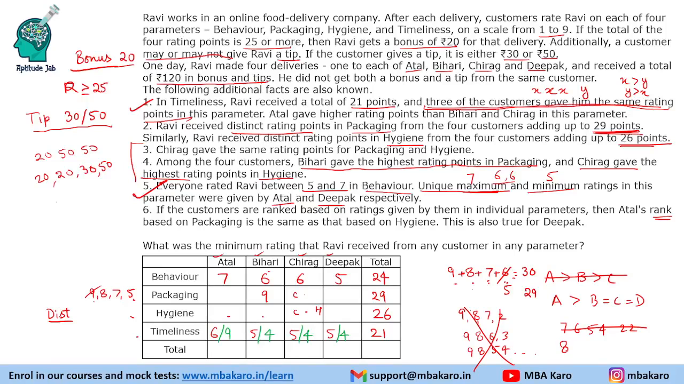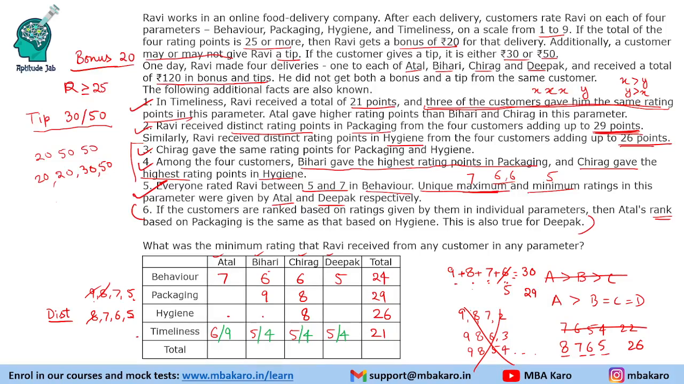If you take the highest as 8, then can we have 8 7 6 5 adding to 26? So this gives us that the values are 8, 7, 6 and 5. And Chirag gives 8 points here, and Chirag will give 8 points here also. Okay, so 8 and 8 are done. Now we are left with these values for packaging and hygiene, and we have used all these statements. Only the last statement is left. Let us read it carefully and finish the table.